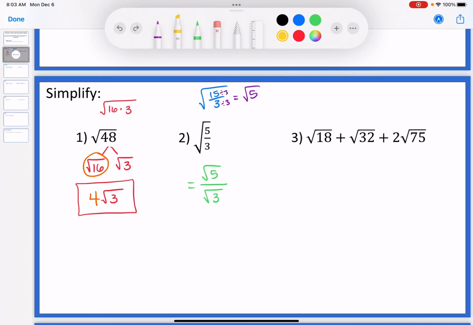Now, it looks like that's the only thing I can do. But if you remember to last year, the big thing with radicals is you can't leave a radical on the bottom of a fraction. We got to get it off the bottom of the fraction.